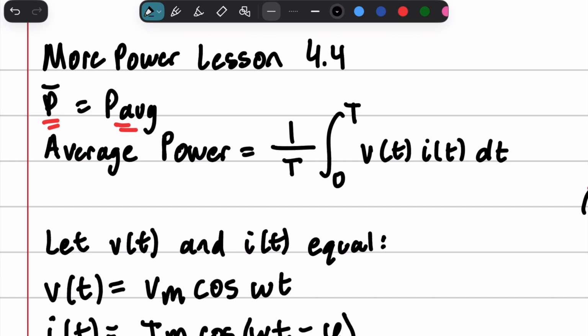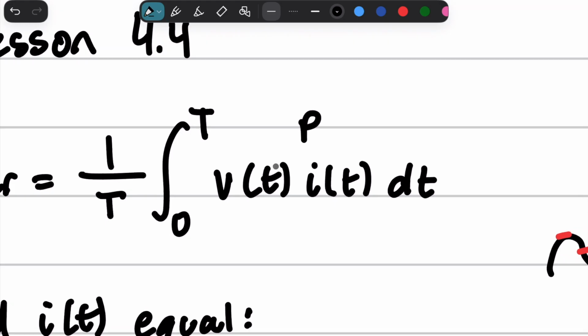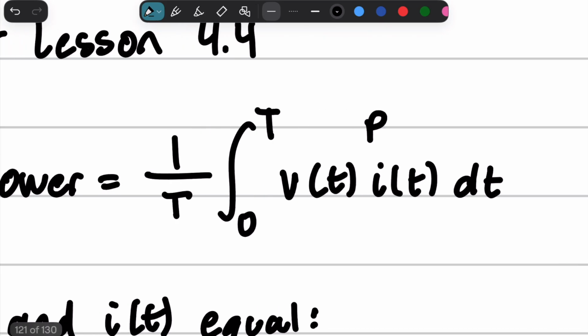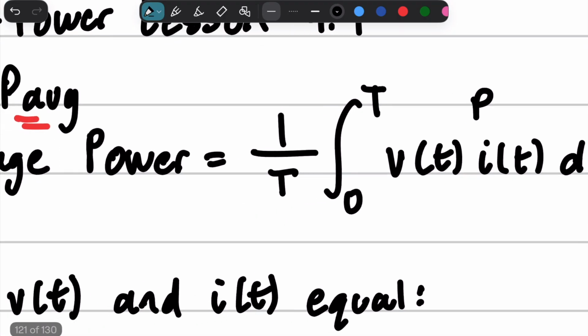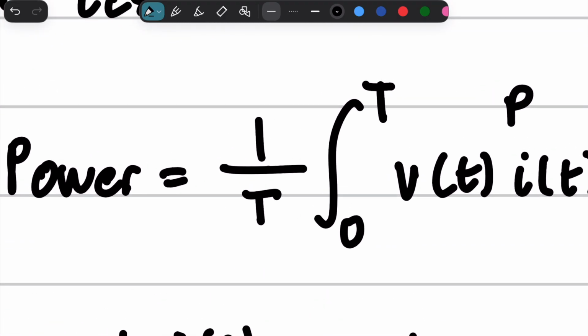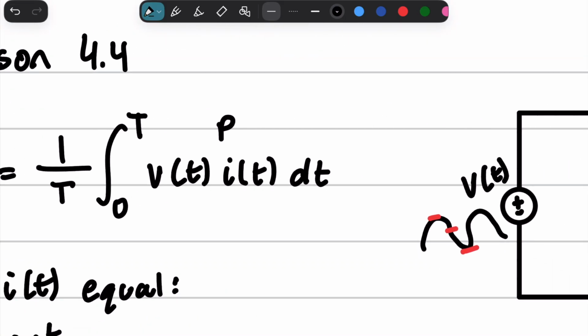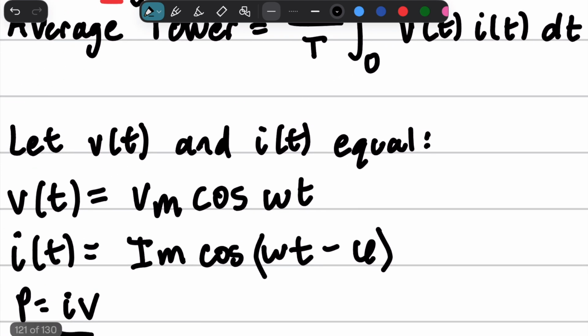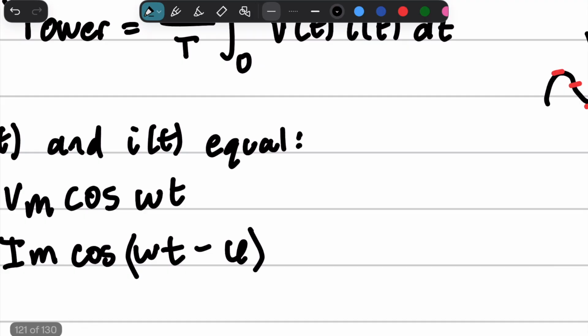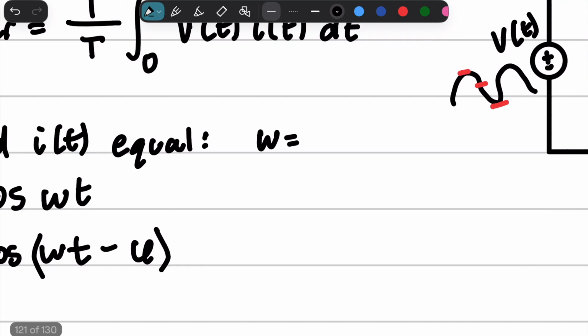So refining our definition, we're going to have our P right here, our regular power, v of t times i of t, inside an integral to show averaging, and it's going to be the average, 1 over T of the period. And the period, if you remember, is, well, actually, let's back up. Right here we have omega, and omega is made up of 2 pi f, but f is also equal to 1 over T.